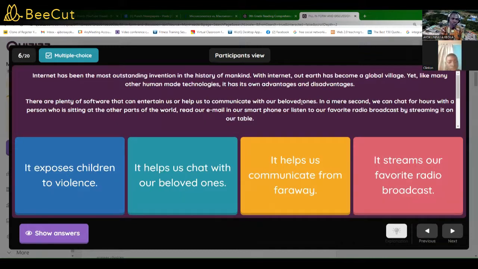Internet has been the most outstanding invention in the history of mankind. With internet, Earth has become a global village. Yet, like many other human-made technologies, it has its own advantages and disadvantages. There are plenty of software that can entertain us or help us to communicate with our beloved ones. In a mere second, we can chat for hours with a person who is sitting at the other parts of the world. We can read our mail in our smartphone or listen to our favorite radio broadcast by streaming it on our table. So, read any of these and choose your option.